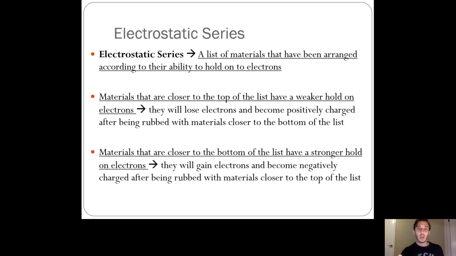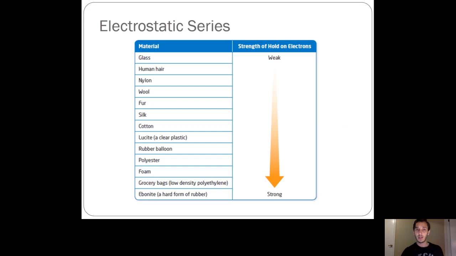Okay? So now we got to talk about the electrostatic series. The electrostatic series is a list of materials that's been arranged according to their ability to hold electrons. So materials that are closer to the top of the list have a weaker hold on electrons. They lose electrons very easily and become positively charged if they're rubbed with materials that are closer to the bottom of the list. Materials that are closer to the bottom have a stronger hold, and so they'll gain the electrons. They'll steal the electrons away. Okay? So this is the electrostatic series, and this is a diagram that I've taken out of your textbook.